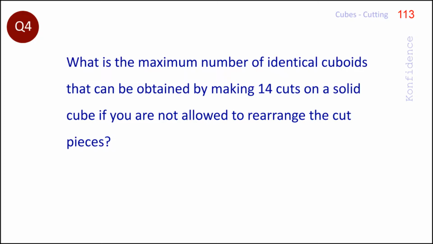The situation is quite similar to the earlier ones. We have to cut a solid cube into identical cuboids. We need to get the maximum possible number of cuboids. We are not allowed to rearrange the cut pieces. We can make 14 cuts. The difference, however, is the peculiarity of the number 14 when compared to 3 and 6 we looked at earlier. Let us look at this systematically.